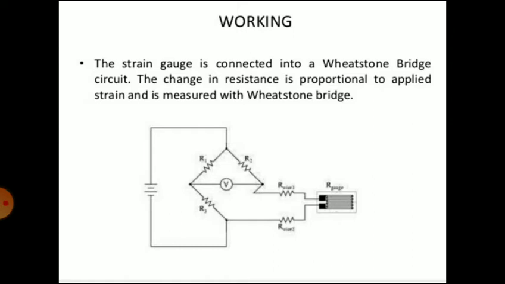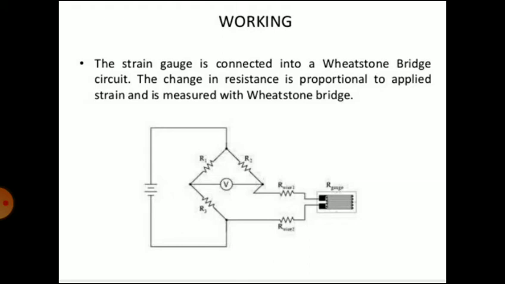Now regarding the working, the strain gauge is connected into a Wheatstone bridge circuit. So there is a Wheatstone bridge circuit, and on that circuit the strain gauge is connected in series. The change in resistance is proportional to the applied strain. So the strain is applied on a component, and the strain gauge is mounted on that particular component.